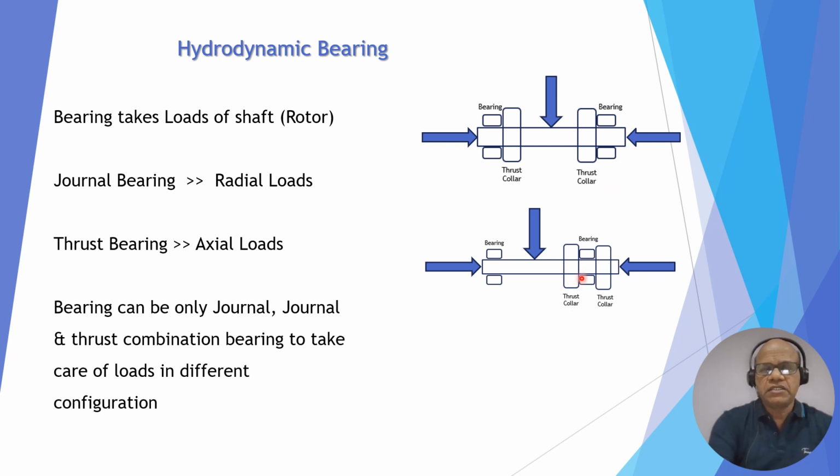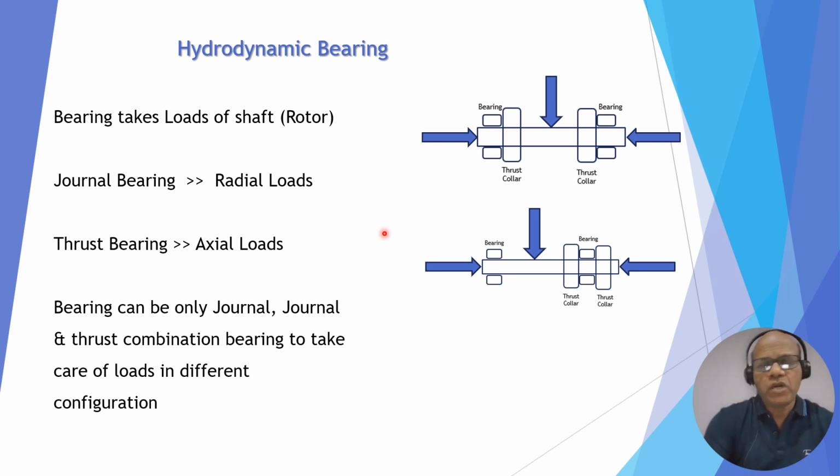But if you look at another configuration, one side has only a radial bearing, and on the other side you will see that it has radial as well as thrust. So thrust in both directions is taken care of by one bearing, which is installed at the other end, and this side takes only the radial load.